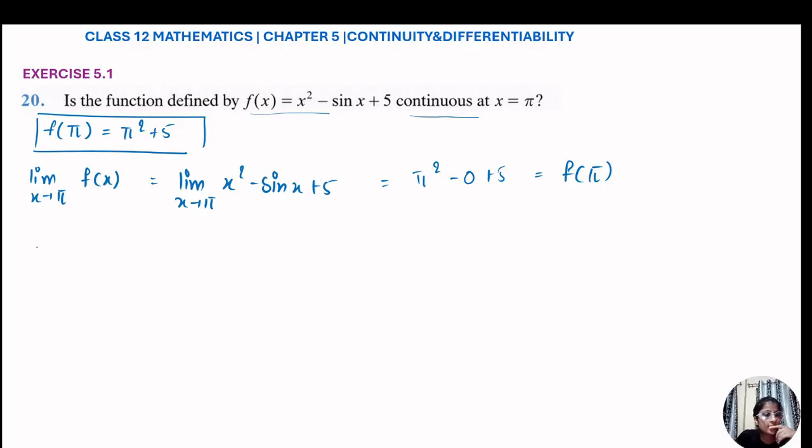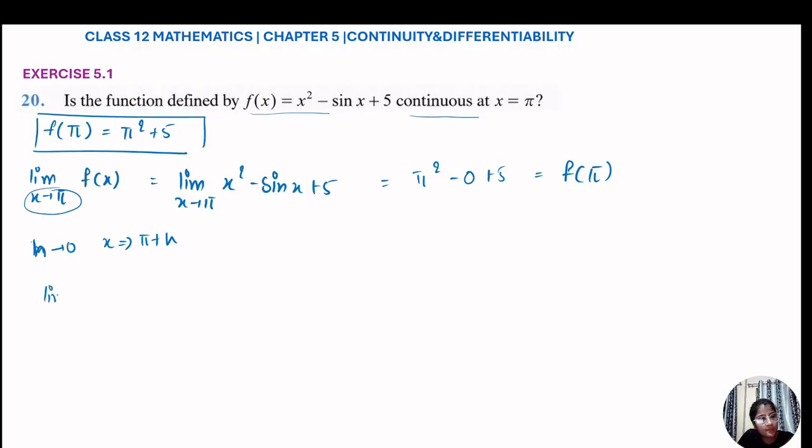So what you guys can do is change your limit. Take it as h tends to 0 and replace your x by pi plus h. See, when your h tends to 0, then your x tends to pi. The same thing is happening.